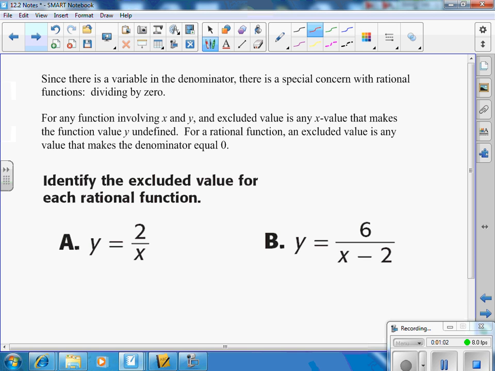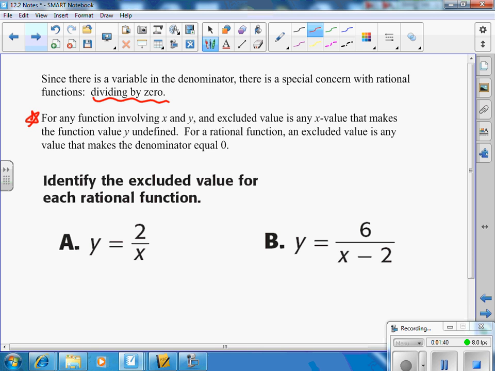So because we're putting x's, numbers we don't know, in the denominator, we need to remember a rule. We can never divide by 0. Ever, ever, ever. If there was just a number in the denominator, we would know that it is never 0. It's that number. But because we have an x, because we have a variable, we have things called excluded values. So for any function involving x and y, an excluded value is any x value that makes the function of y undefined. So for a rational function, an excluded value is any value that makes the denominator equal to 0.